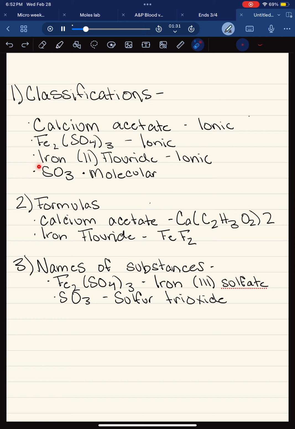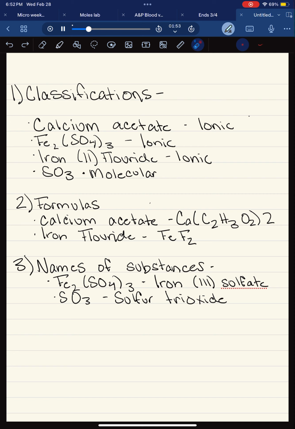And then our sulfur trioxide here is going to be a molecular compound. Sulfur trioxide is composed of the nonmetal atoms sulfur and oxygen, as we know, and they covalently bond together. That's what happens when you have those two nonmetals here.